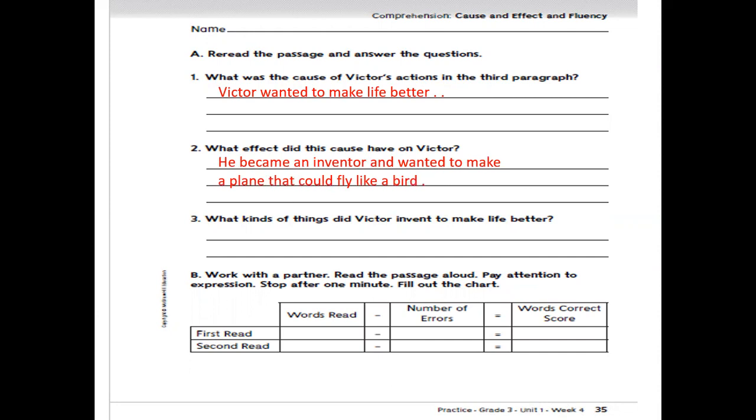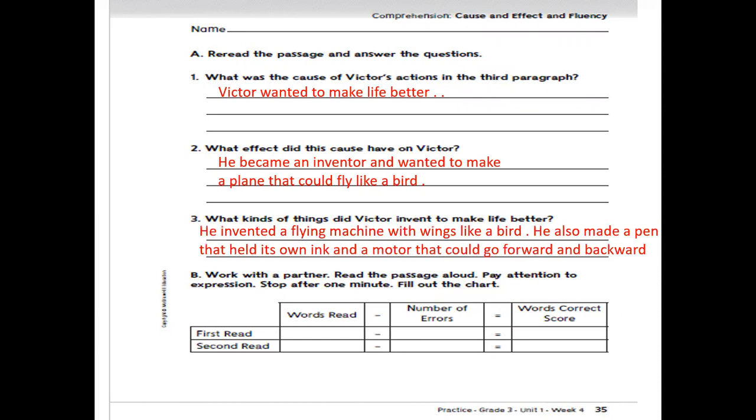What kinds of things did Victor invent to make life better? The first thing, he invented a flying machine with wings like a bird. What else? A pen that can hold its own ink and a motor that could go forward and backward. So he invented a flying machine with wings like a bird. He also made a pen that held its own ink and a motor that could go forward and backward.